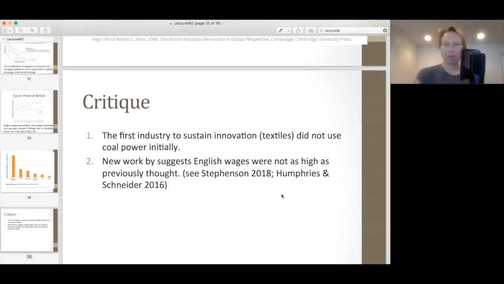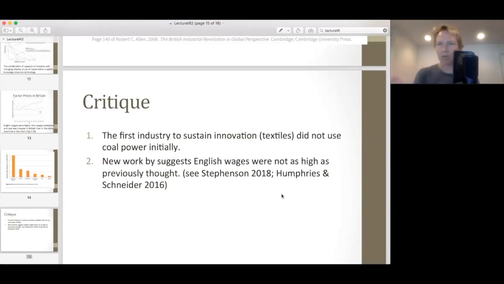It's textiles. It's making clothing. Are they using coal? No, they're not using coal. They're sitting up there next to water sources. They're using water, so they're not even using coal. So the first industry that undergoes the Industrial Revolution, technological advance, doesn't even use coal. They eventually switch once they get steam power, but initially they're not using coal.